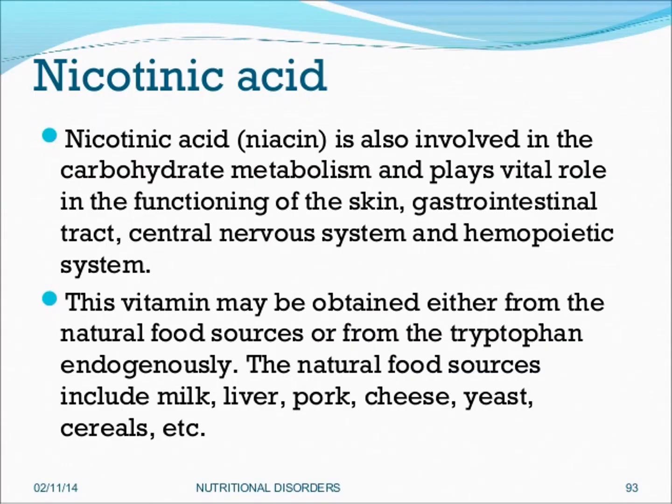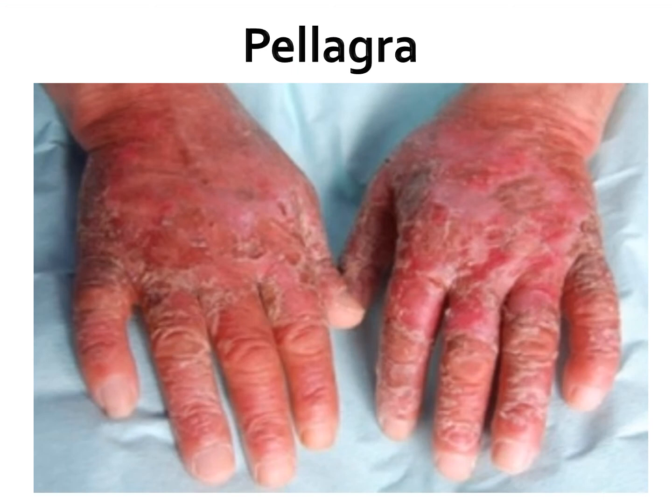We have another essential vitamin or nutrient here. We have nicotinic acid, otherwise known as niacin, which is also involved in carbohydrate metabolism and plays a vital role in the functioning of the skin, gastrointestinal tract, as well as the central nervous system and hemopoietic system, right, or your blood production system. This vitamin may be obtained either from natural food sources or from tryptophan endogenously, right? The natural food sources for this include things like milk, liver, pork, cheese, yeast, and some cereal grains. This is showing you a condition called pellagra, which in essence is a complete breakdown of your ability to produce healthy skin cells, and this occurs from a lack of niacin within your body.